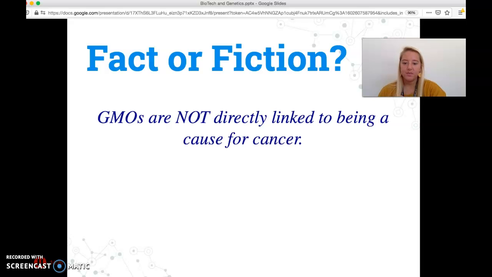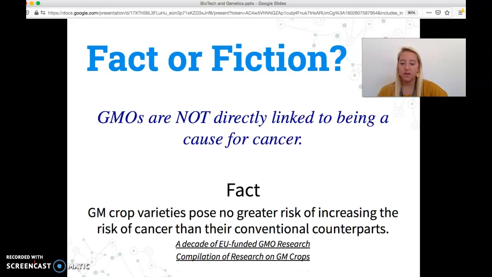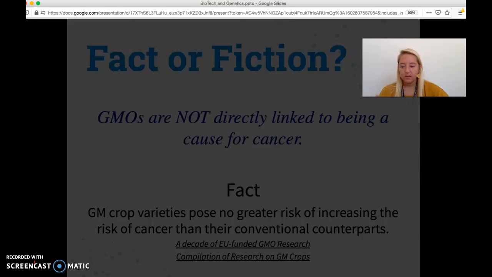GMOs are not directly linked to being a cause for cancer. This is fact. They pose no greater risk of increasing your risk of cancer than their conventional counterparts. There's the research on that.